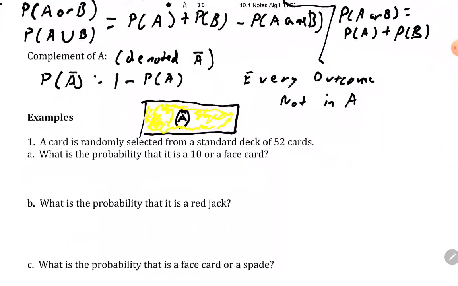So let's go through some examples. A card is randomly selected from a standard deck of 52 cards. What is the probability that it is a 10 or a face card? Okay, so they use the term or. So we're looking for the probability of 10 or face.